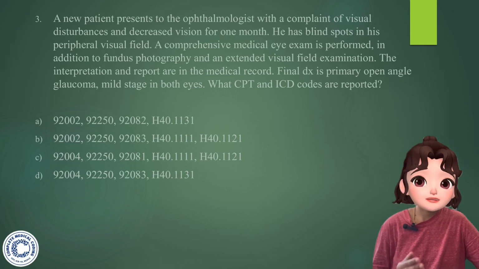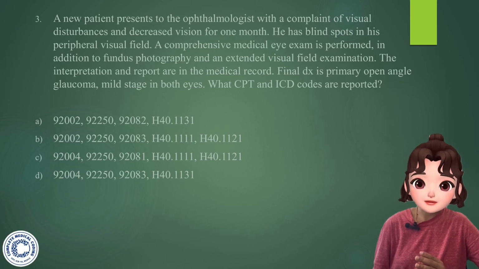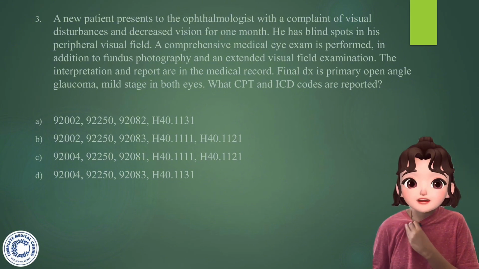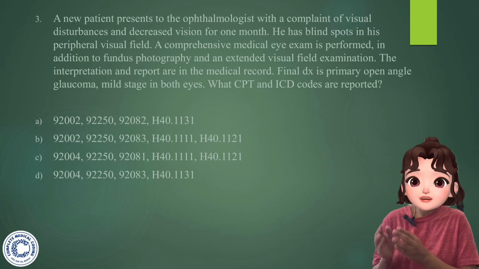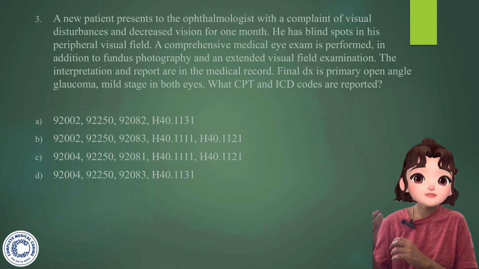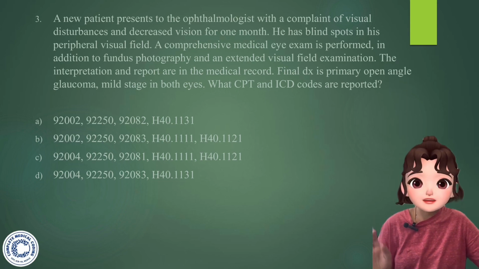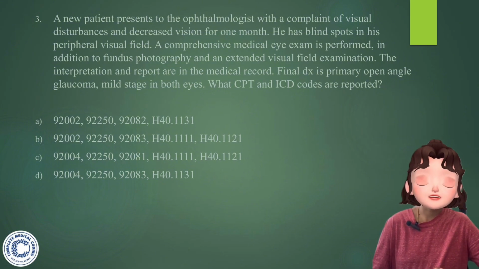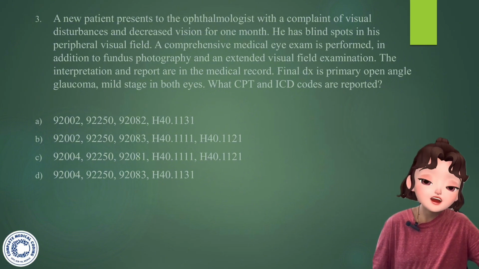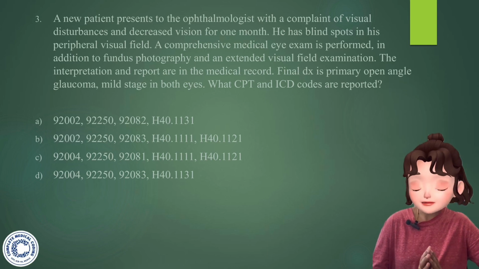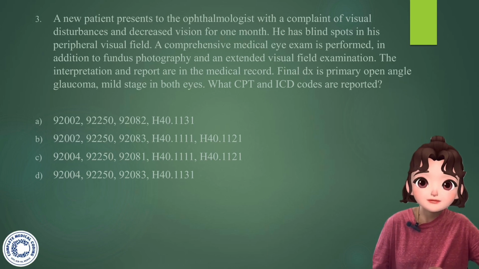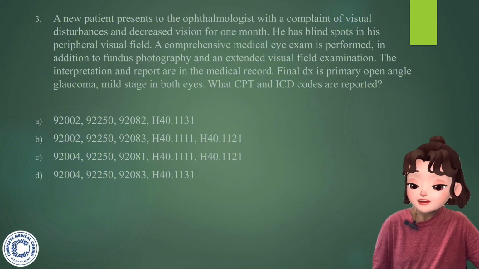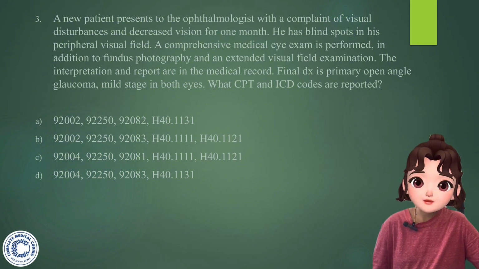And then whatever is mentioned below in the description, there will sometimes be a bracket. Sometimes something is mentioned like you don't have to code this code along with that code, or you don't have to put a modifier. Everything will be there. So you have to always read whatever is mentioned in the bracket. Don't forget that. Here, since this is extended field examination, the correct code will be 92083.